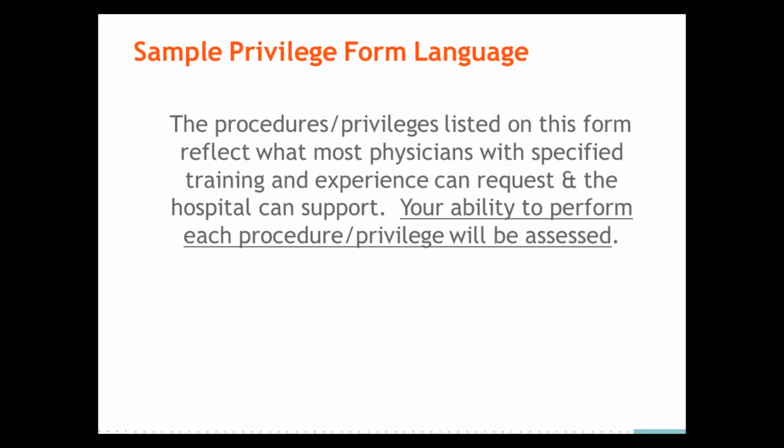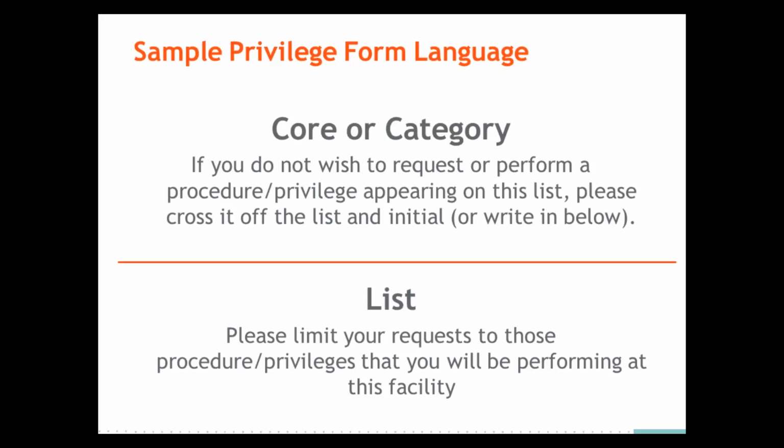And make sure that there's some language that says your ability to perform each procedure, privilege, or task is going to be assessed. And then if you have core forms, you can say something like, if you don't want to do something that's listed in this core, cross it off and initial where you've crossed it off. I've also seen privilege forms that have a place below where you can write in anything that you want to exclude.